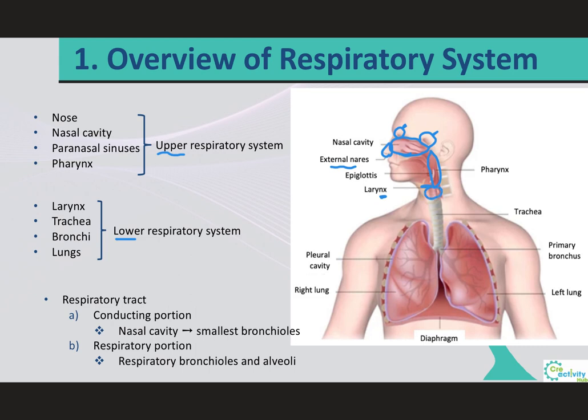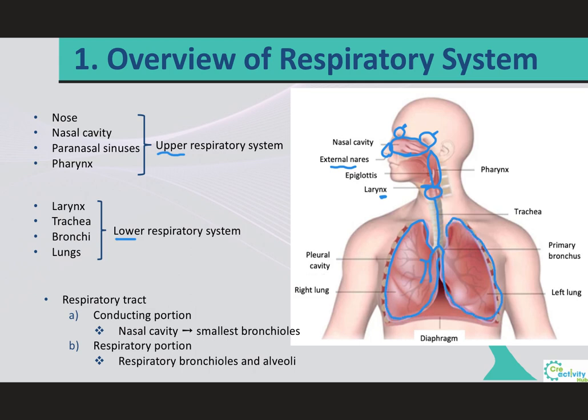Then we go on to the trachea. The trachea will divide into the bronchi. We can see the division right over here. And then the bronchi will further divide inside of the lungs. So these are the lungs. We have two lungs, one on each side.